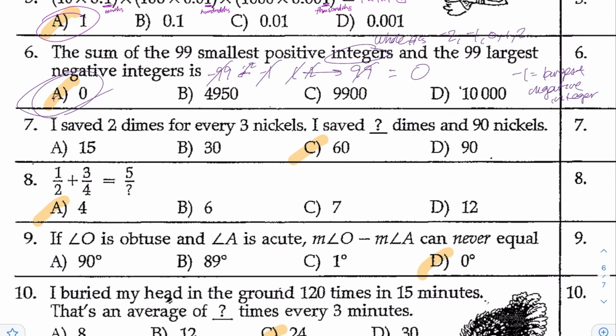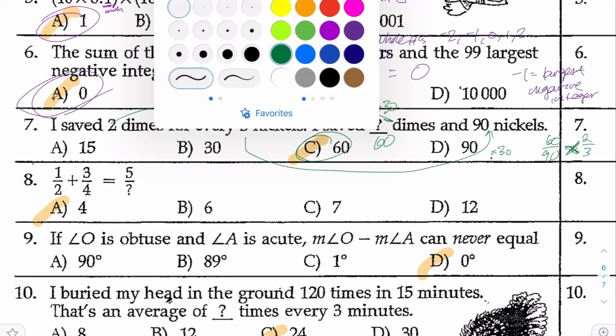Next, for number 7, I saved 2 dimes for every 3 nickels. So that means I saved how many dimes? 90 nickels. So here, 3 times 30 is 90. So you also have to do 2 times 30 to get the dimes, and that would be 60, choice C. So the ratio is 2 to 3, so that means that you have 60 dimes to 90 nickels. It's the same as the ratio of 2 to 3. You can also do a proportion here and cross multiply.